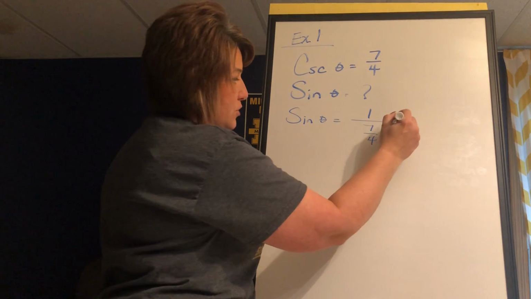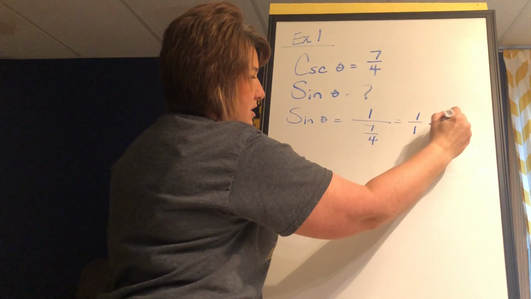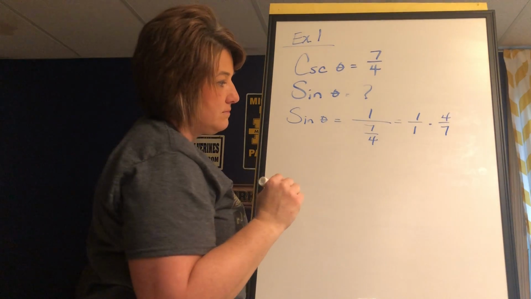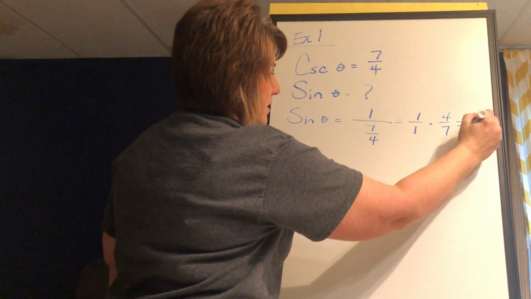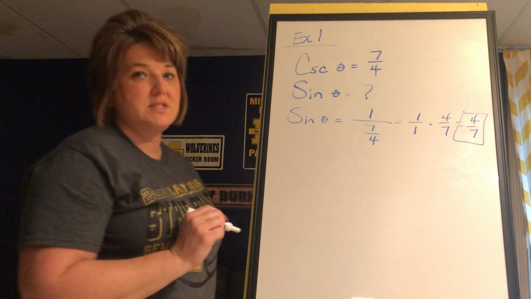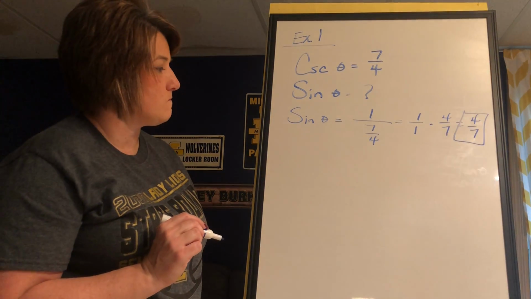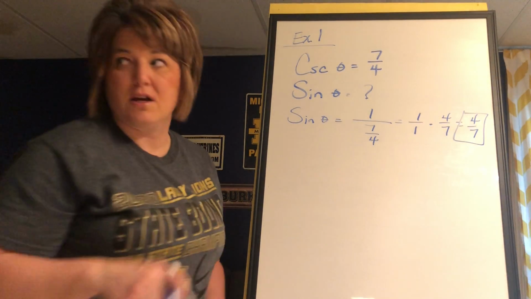So you can multiply it out if you want. 1 over 1 times this reciprocal is 4 over 7. And we get 4/7. So there's your answer. That's how easy it is. Okay, let's do another one that's a little bit more complicated.